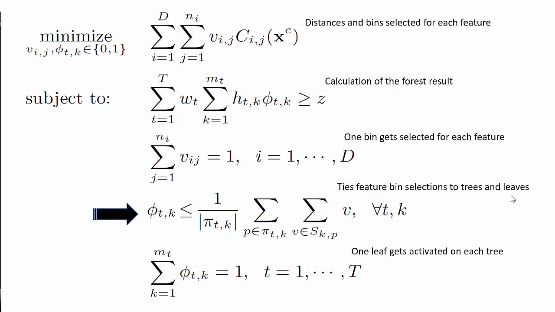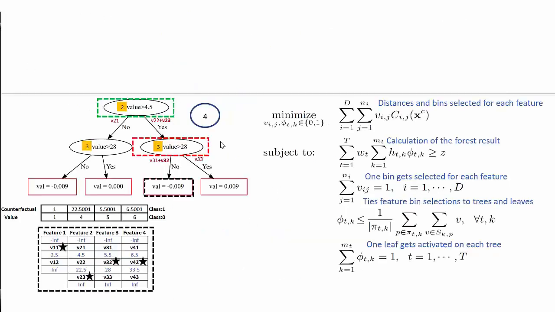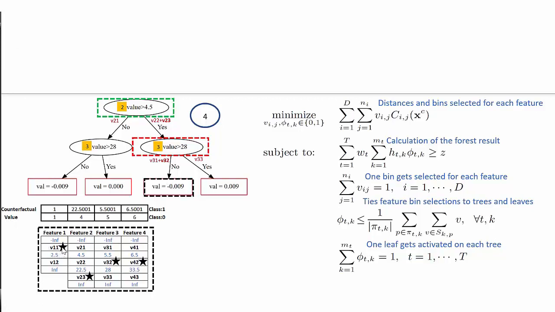Let's now look at tree number 4. For the given counterfactual solution, the tree will look at feature number 2 and see that 22.5001 is above 4.5 and branch here. The tree will then look at feature number 3 and see that 5.001 is not above 28, and branch here, selecting leaf number 3. We have herewith given the Vij variables explicit numbers. For feature 2, V has V21, V22, and V23. For feature 3, V has V31, V32, and V33.